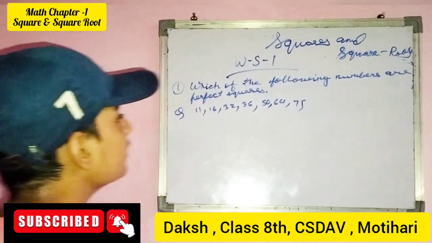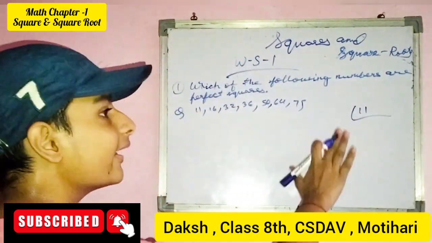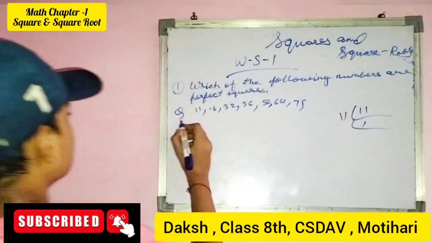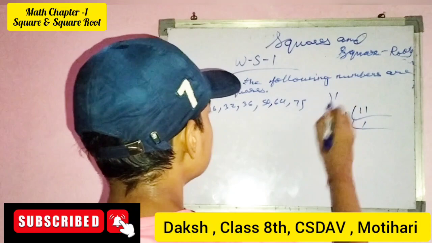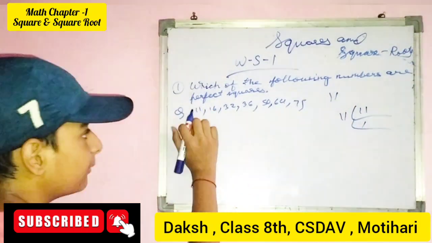So the first number over here is 11. It doesn't go by any number other than itself and 1. And 11 has only one number and it does not occur in pairs. So this will not be a perfect square.